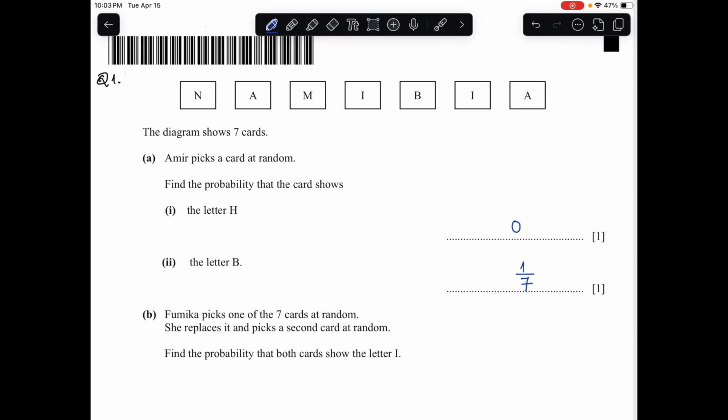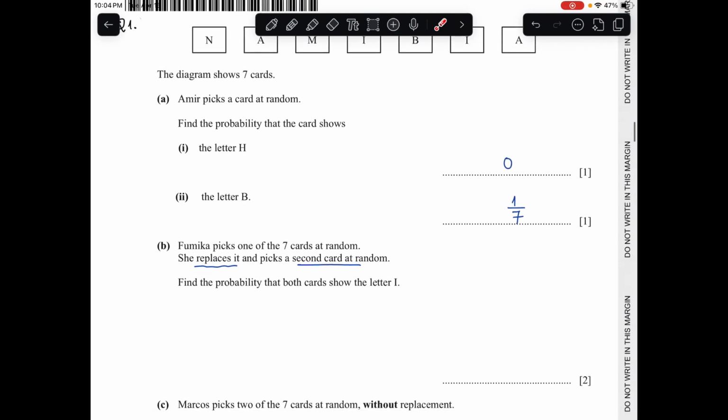Part B. Fumika picks 1 card of the 7 cards at random and then she replaces it and picks a second card at random. Find the probability that both the cards show the letter I. First of all, you need to identify how many cards you have with the letter I. There are 2 cards with the letter I. It means that she has 2 cards to choose from in the first pick. So 2 out of 7.